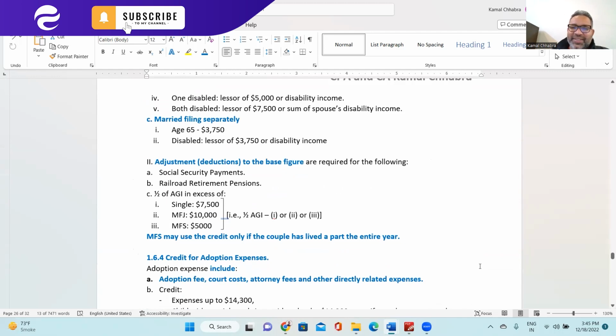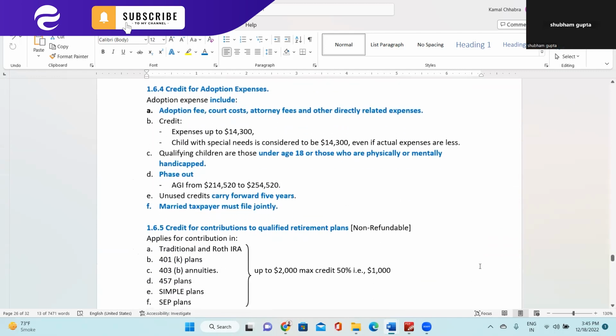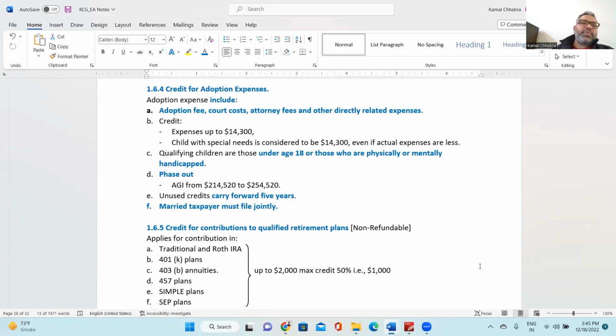Okay, so now we are on the fourth point, which is the credit for adoption expenses. Adoption expenses are expenses which we have paid for adopting any child. That may be adoption fees, court fees, attorney fees, lawyer fees, or any other direct expenses relating to the adoption of the child. For that, you are helping the nation by adopting someone, reducing the burden on national resources. So they give a certain tax credit for doing this good work for the nation.